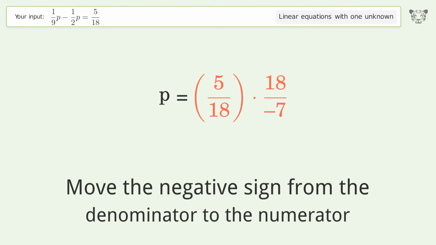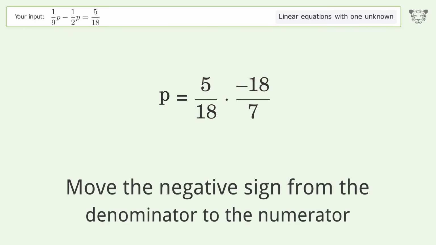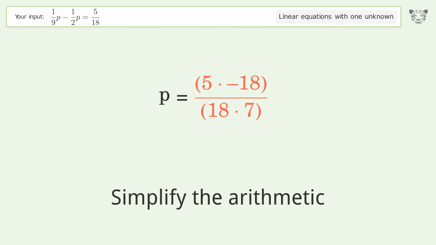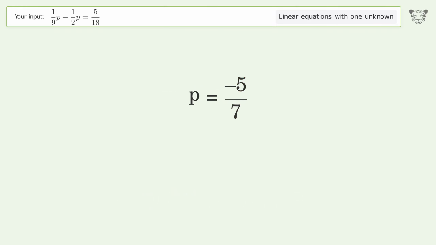Move the negative sign from the denominator to the numerator. Multiply the fractions. Simplify the arithmetic. And so the final result is p equals -5/7.